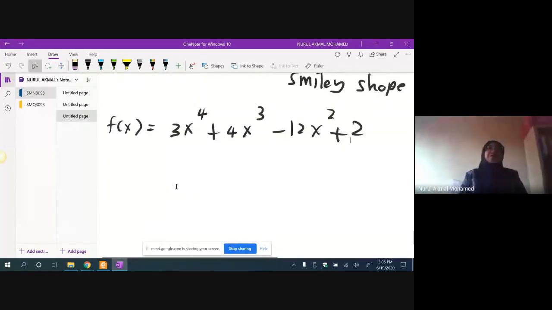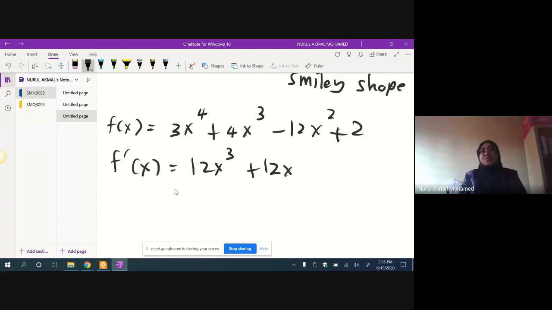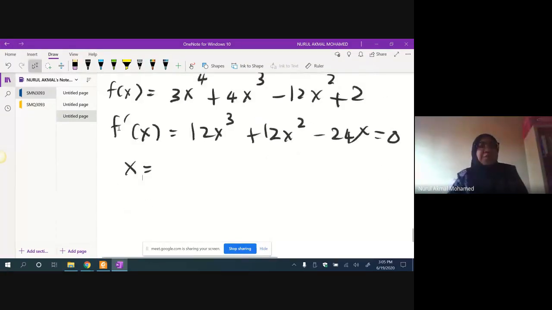First thing that you have to do is differentiate. So f prime is equal to 12x cubed plus 12x squared minus 24x. Okay, and then after that, you let f prime be equal to 0. So you let this equal to 0, and then you find the values for x. Can you please check it for me? What will be the value of x when f prime is equal to 0?